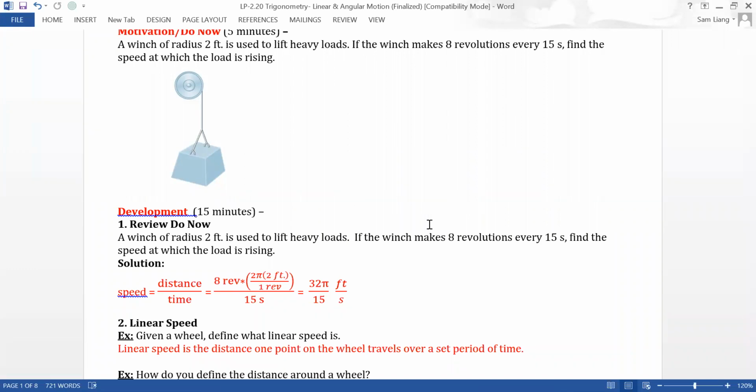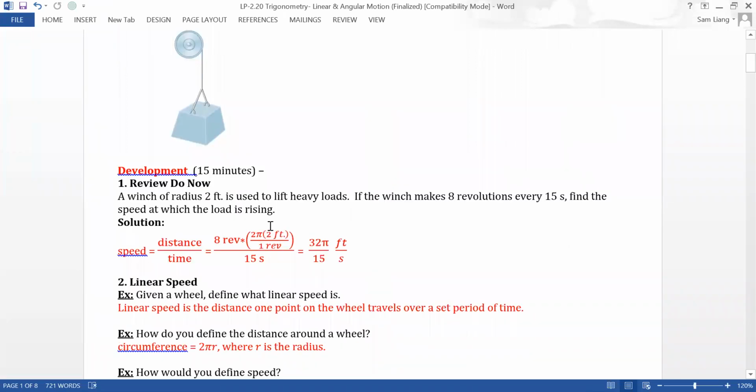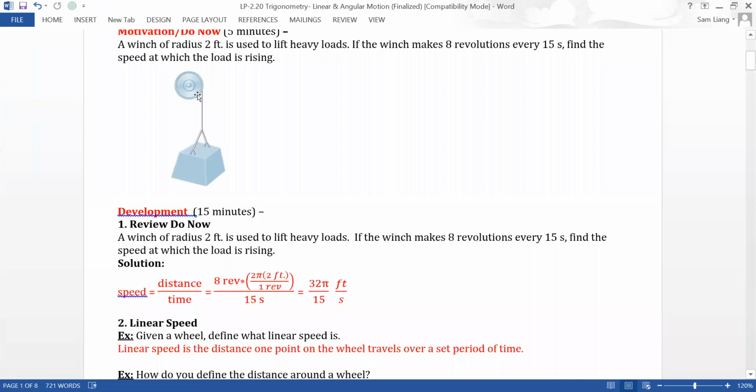Okay. All right. So the way we're going to do this problem is use the speed equals distance over time formula. And the trick to this question is just calculating the distance. Okay. So the distance is equal to the distance that a point on the winch travels. So note that this is a circle, right? So it says it makes 8 revolutions every 15 seconds. So at that point, we just have to think, what's the distance that a point on this circle travels? Well, the distance that a point on the circle travels, another way to say that is the circumference of the circle, right? The circumference being the perimeter of the circle.